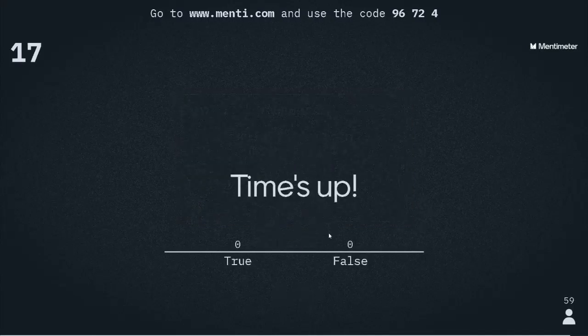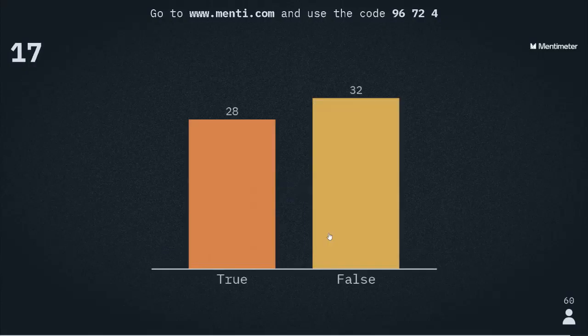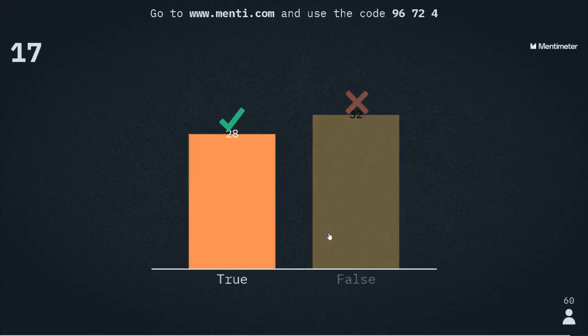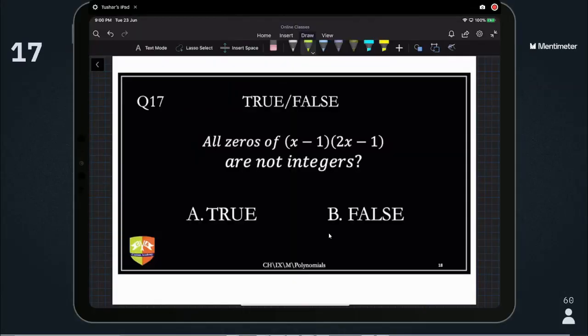Right? Okay. And the answer was, oh, again, right? Why? All zeros of this are not integers. Yes, they are not integers because one is half. If you see, one zero is x equals 1. And another zero was 2x minus 1 equal to 0. So x is equal to half. Okay, so all zeros are not integers. True.